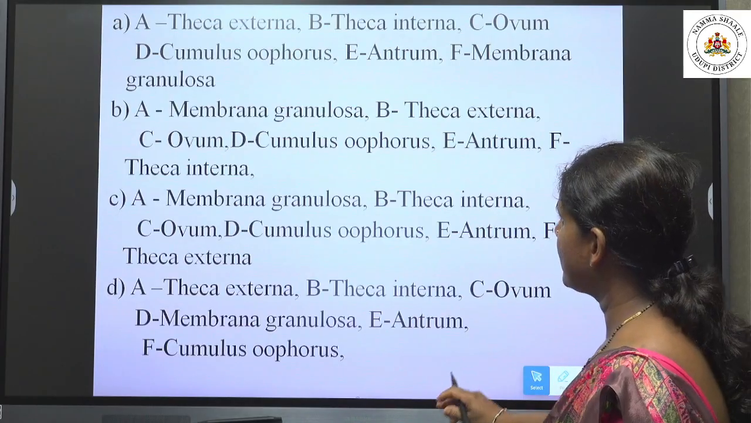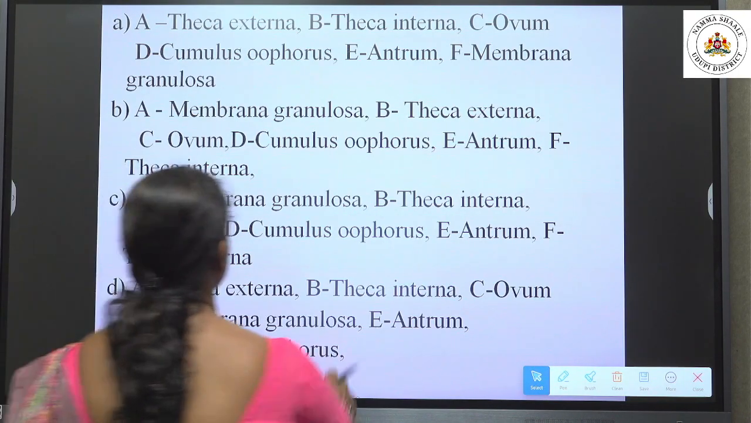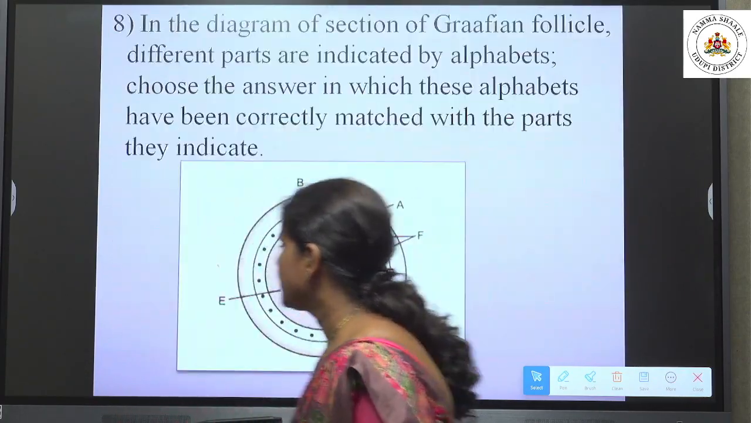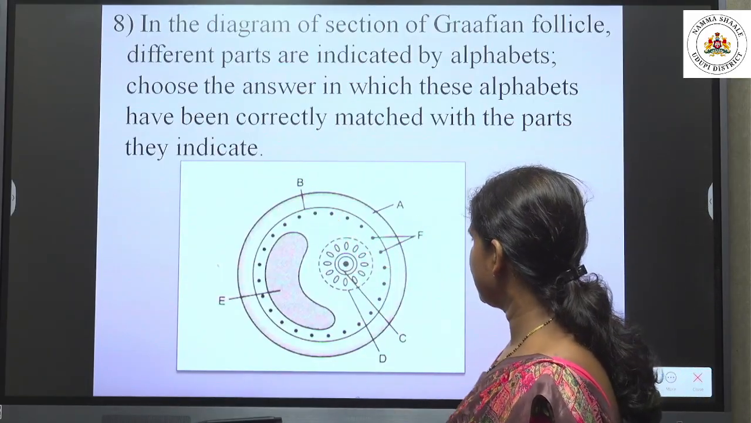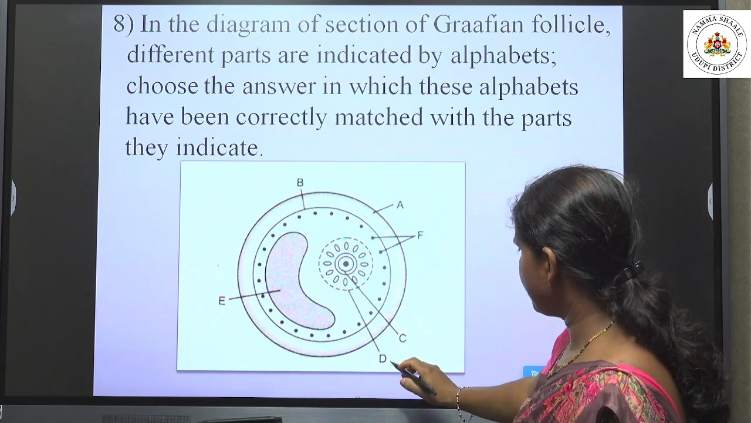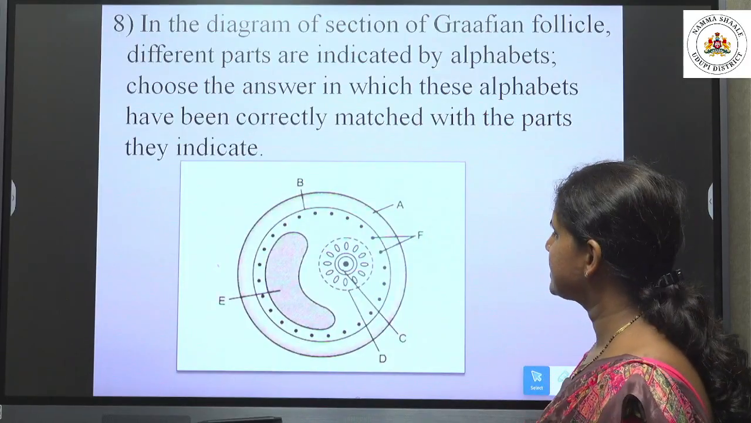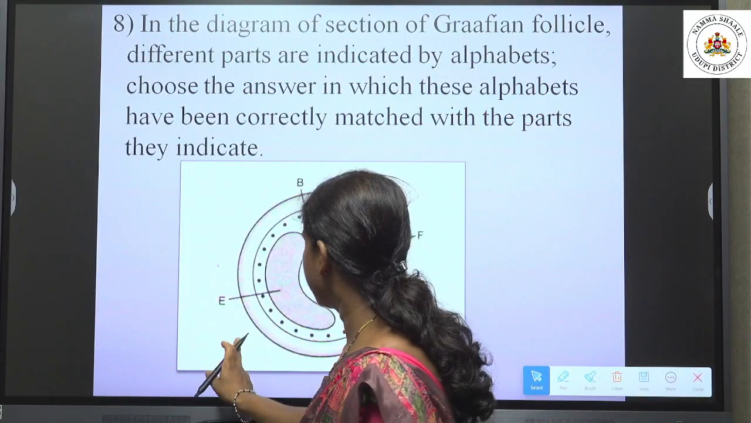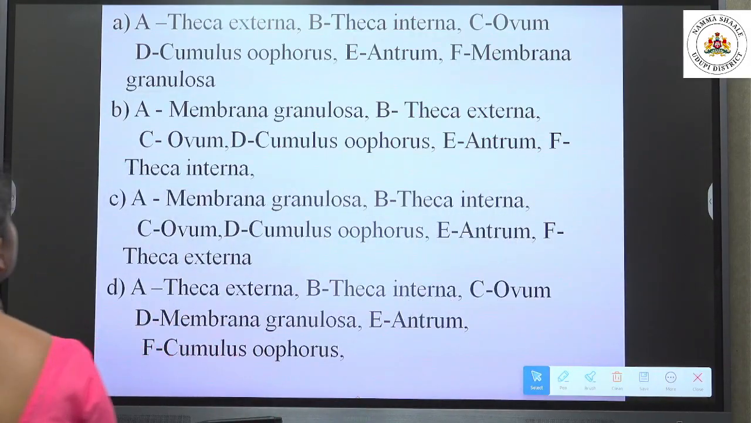C is the ovum, and D is the cumulus oophorus, and E is the antrum, and F is the membrana granulosa. So here, A is the theca externa, then the theca interna. It is an ovum surrounded by cumulus oophorus, and this is the antrum, and then this is a granulosa layer. So hence the first option is the correct answer.